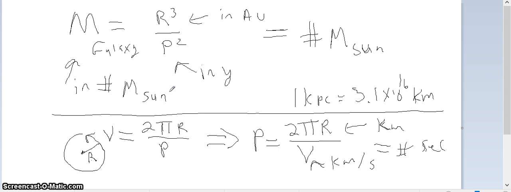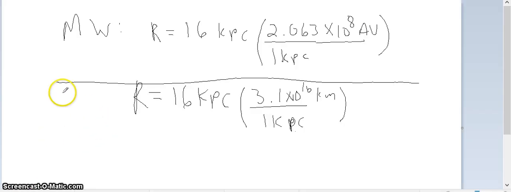Okay, so that's ultimately how we're going to do this, and we do it twice, right? We do it for the information for the Milky Way, and then we do it for the information for Andromeda, and you'll see Andromeda is much more massive than the Milky Way. All right, so let me just get you started with this one. With the Milky Way, you're going to have to do this for Andromeda as well.